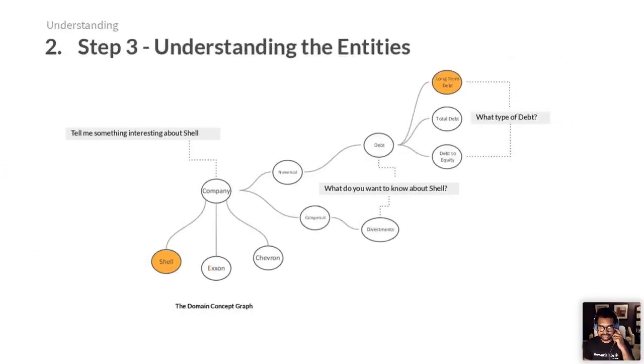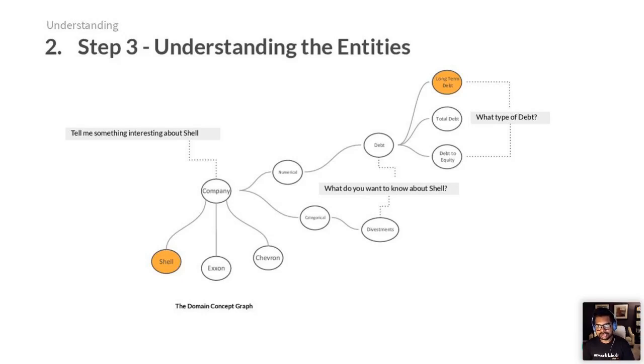So if somebody asks, tell me something interesting about Shell, the first thing Nesh will notice is that, hey, looks like there's a mention of this word Shell over here. This is one of the companies that I know about. So she'll pull out that entity. But the next step, what Nesh will do, it will try to figure out, well, what is it that the user is trying to ask me about Shell? He or she did not mention that. So then go back and say, well, I know a few things about Shell. What do you want to know?